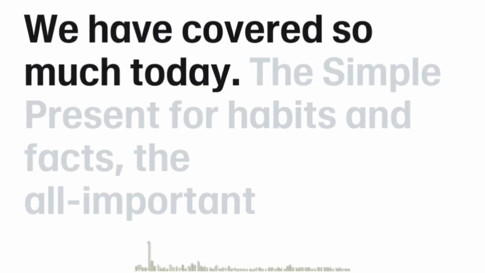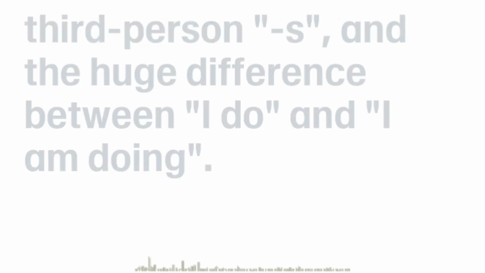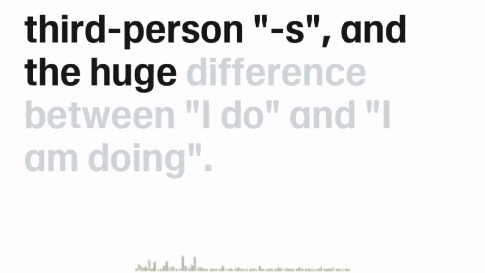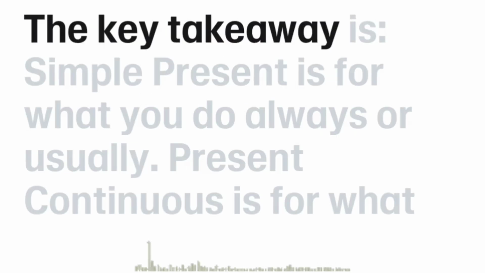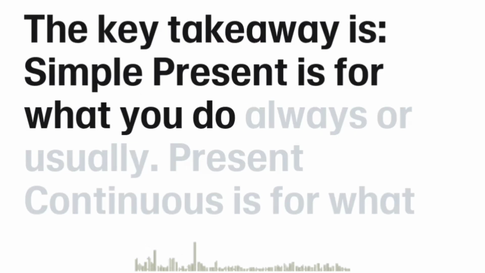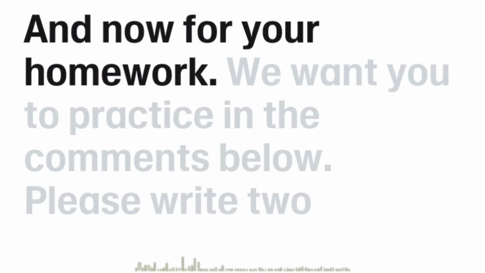Conclusion and homework. We have covered so much today. The simple present for habits and facts, the all-important third-person S, and the huge difference between I do and I am doing. The key takeaway is simple present is for what you do always or usually. Present continuous is for what you are doing now.